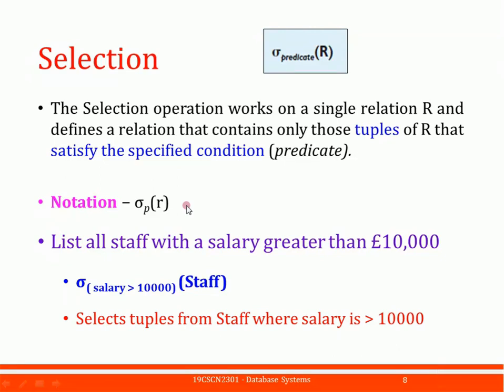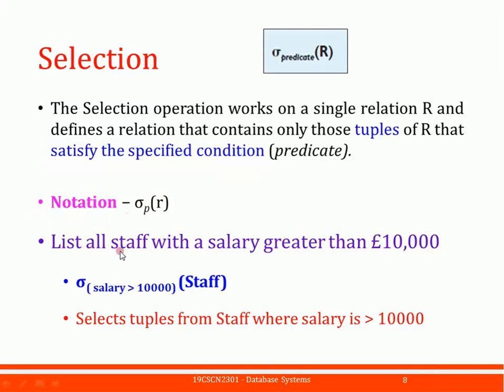Now it is the selection operation. This is indicated by the notation sigma. Sigma stands for selection, and we have the predicate, which is the condition upon which the selection has to occur, and R stands for the relation upon which the selection occurs. The selection operation works on a single relation R and defines a relation as a result that contains only those tuples of R that satisfy the given predicate or condition. So the notation is sigma p of r. R is the original relation, p is the condition, and sigma is the notation for selection.